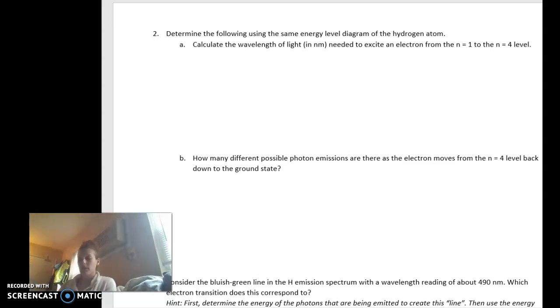This particular problem wants the value in nanometers. So we need to divide by 10 to the negative 9th, because 1 nanometer is 1 times 10 to the negative 9th meters. That gives us that the wavelength is 97.36 nanometers. That's just converting from meters to nanometers.